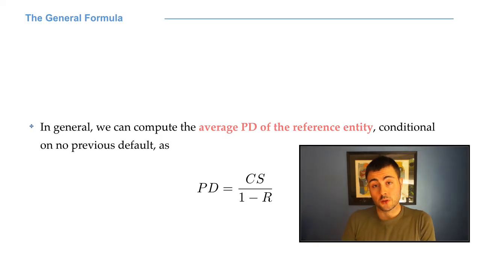In general, to estimate the average probability of default of the reference entity, we can use the formula you can see on your screen, which is a very simple formula. At the numerator we have the CDS spread, and at the denominator we have 1 minus the recovery rate. Very simple and very quick for a first estimate of the probability of default of a counterparty.